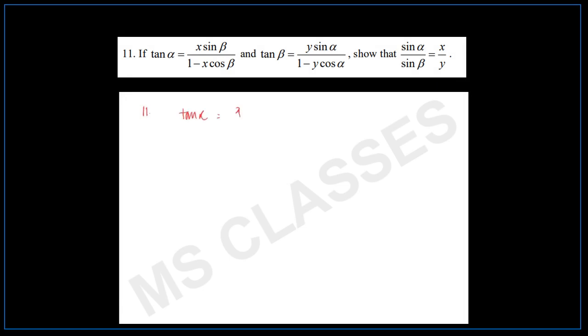tan alpha equal to x sin beta by 1 minus x cos beta, and tan beta equal to y sin alpha by 1 minus y cos alpha. We have to show that sin alpha by sin beta equal to x by y.